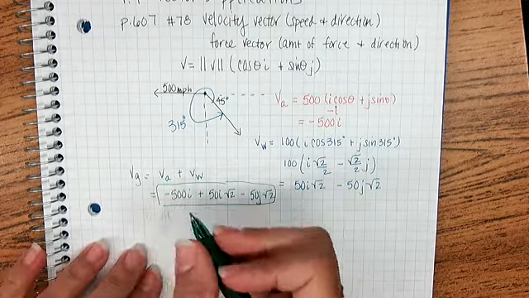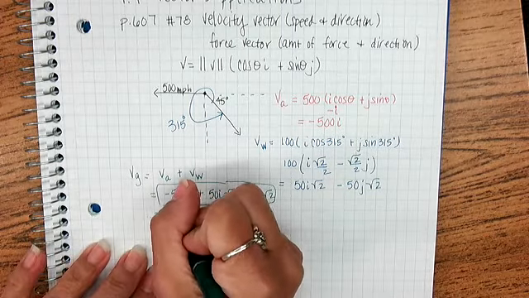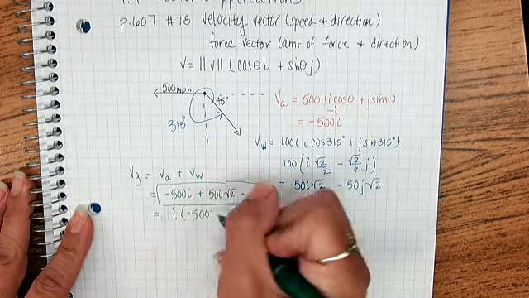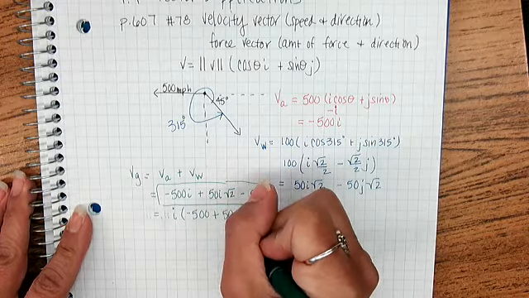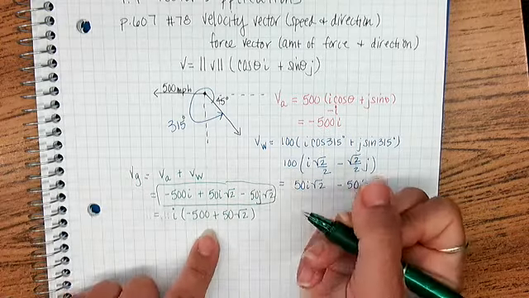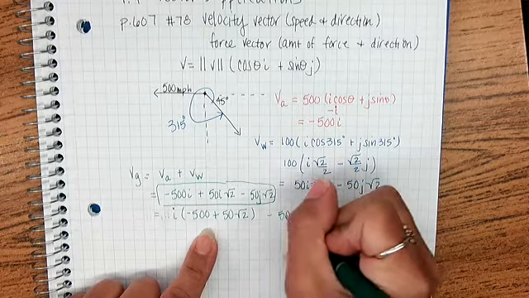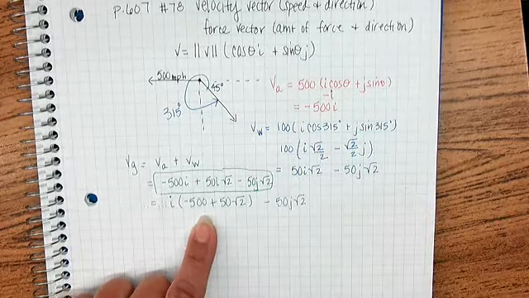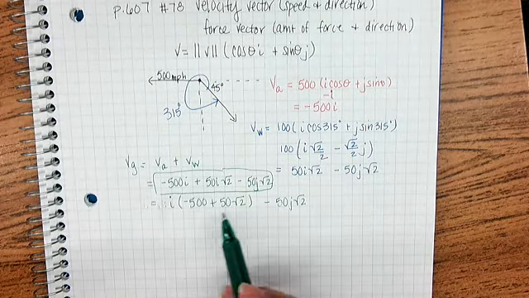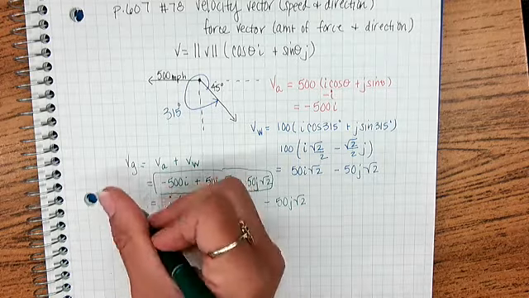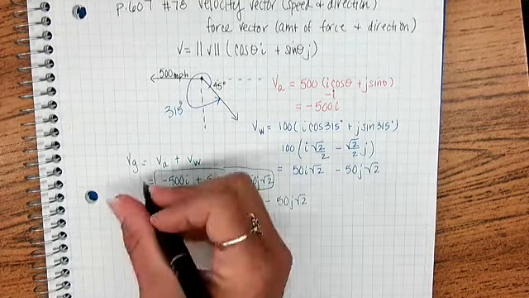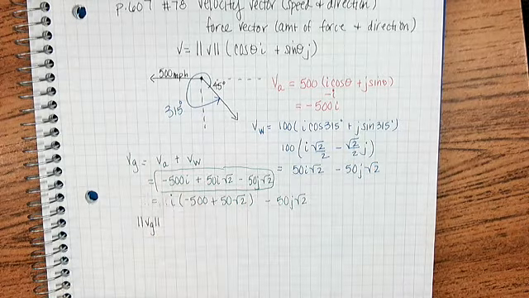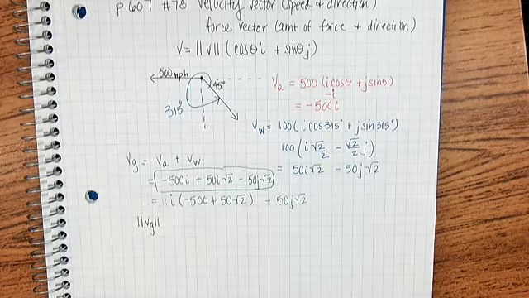I'm going to factor out the i, and it's going to make it easier to plug into our calculators in a minute. This is negative 500 plus 50 root 2, that's my i, minus 50 root 2 j. I'm just rewriting it because now when I want to plug in, this is like my x and my y, my coefficient on i and my coefficient on j, I can find the magnitude of the velocity vector.